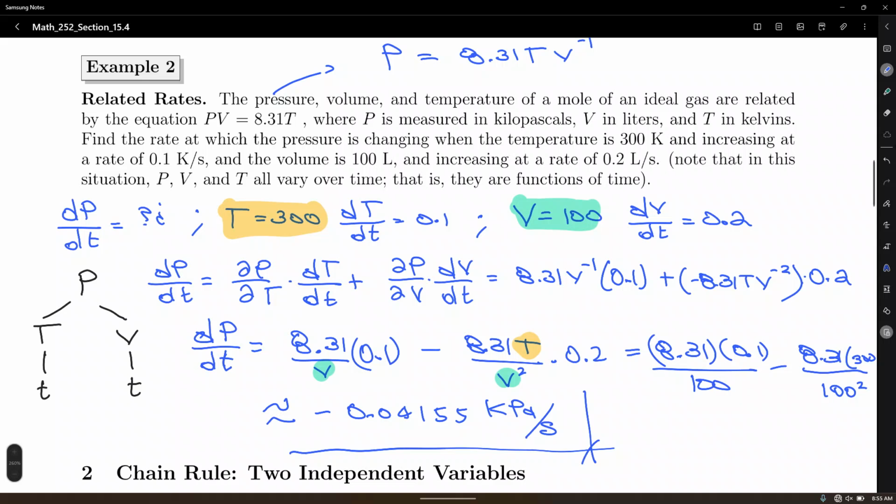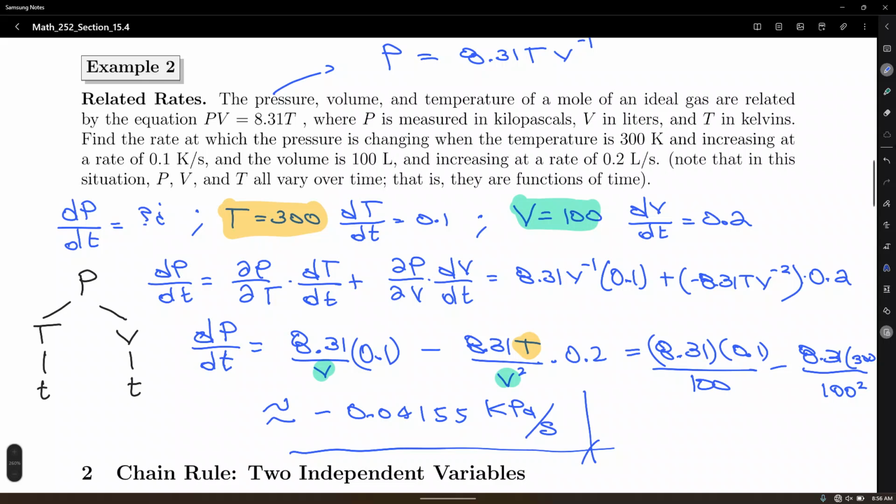Notice the result, that the change in the pressure is negative. That is, we're losing pressure. Why are we losing pressure? Well, that's because of the increase in the volume. So we're increasing the volume, and how do we know the volume is increasing? Because its rate of change with respect to time is positive.